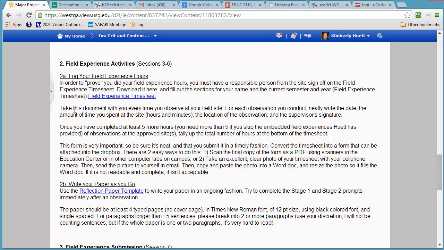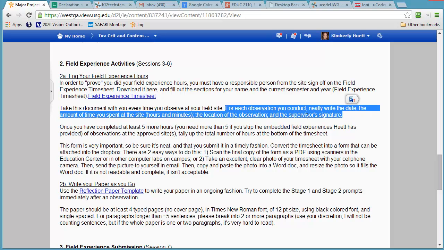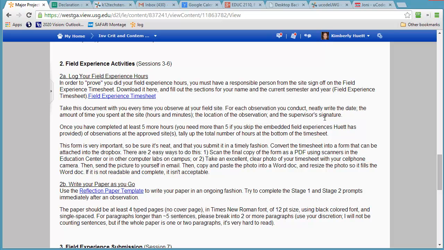So you take this document with you every time you observe at a field site. You need to make it legible. Make sure you get that supervisor's signature. Don't just go to your field experience without this form. Go get it signed every single time.